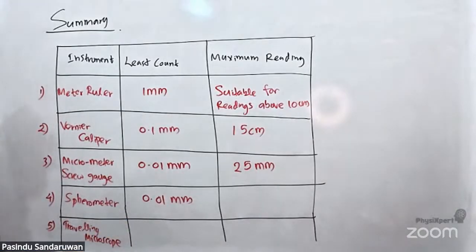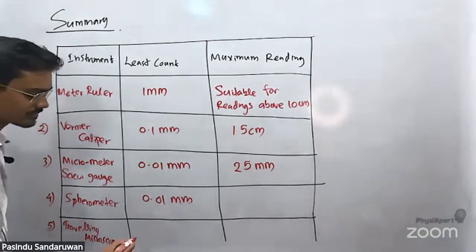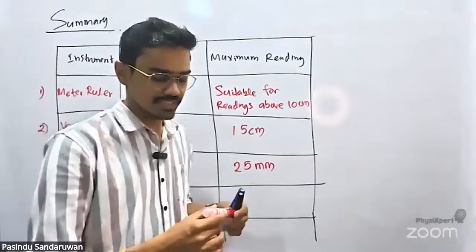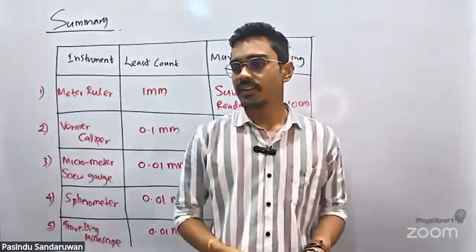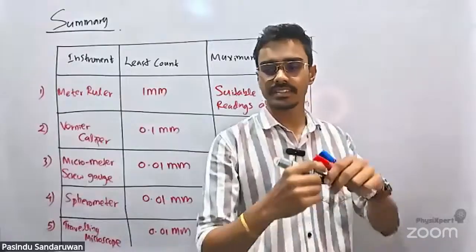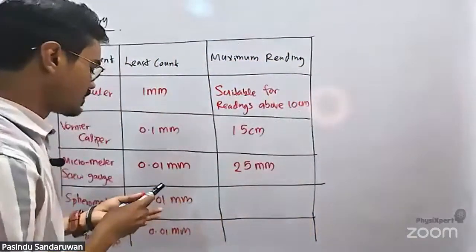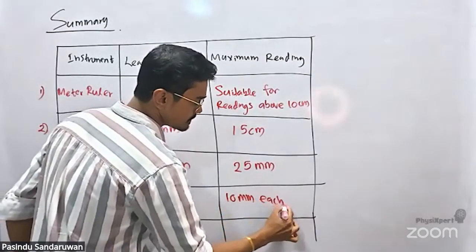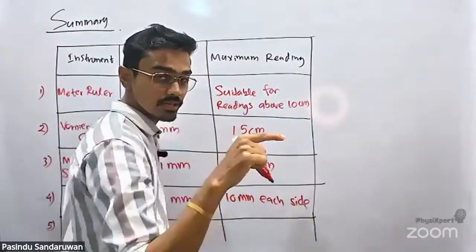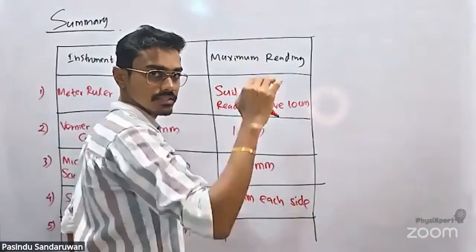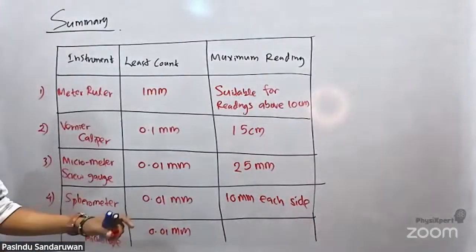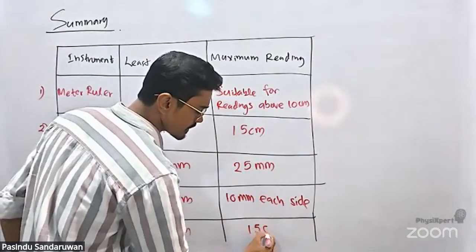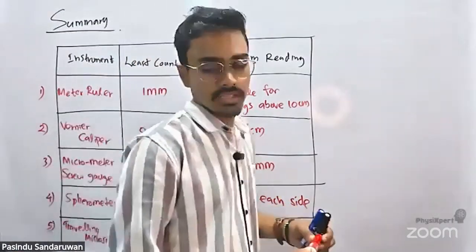What's the maximum reading? Tell me. 10 millimeters. At least 10 millimeters each side. That's a center zero. From the center zero, 10 millimeters upwards and downwards. Traveling microscope: the maximum reading of the traveling microscope is also the same as the vernier caliper, 15 centimeters. Okay. Copy it down quickly.